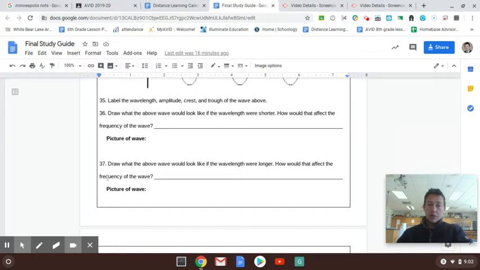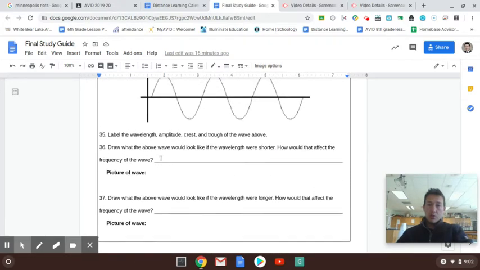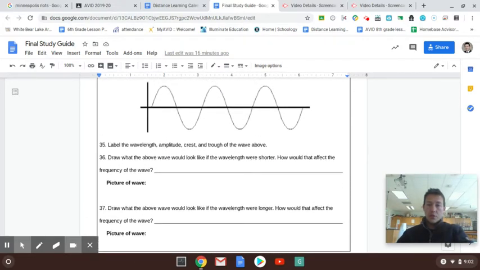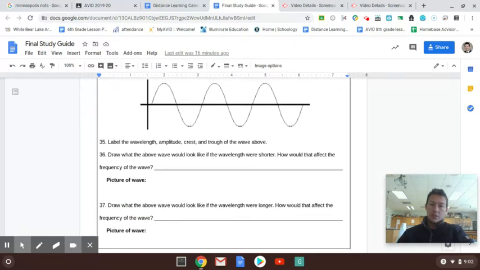How does that affect the frequency? Well, would there be more waves or less? There would be less because I stretched it out. Therefore, the waves are happening less frequently, and that reduces the frequency. What would that sound like if this was sound? A high frequency would sound really shrill, and a low frequency would sound deep.